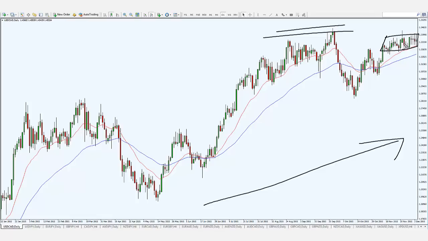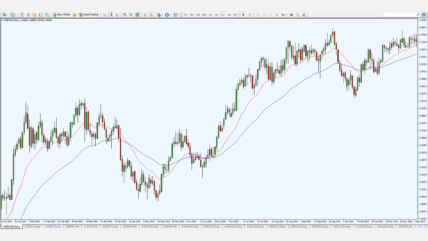Why is that? If you think hard enough, it's because there are buyers who are willing to bid price higher. They are willing to buy at this price despite being under resistance. So this to me is a sign of strength. I like this setup. Some traders call this a cup and handle setup. It looks something like that. This is the cup, this is the handle.